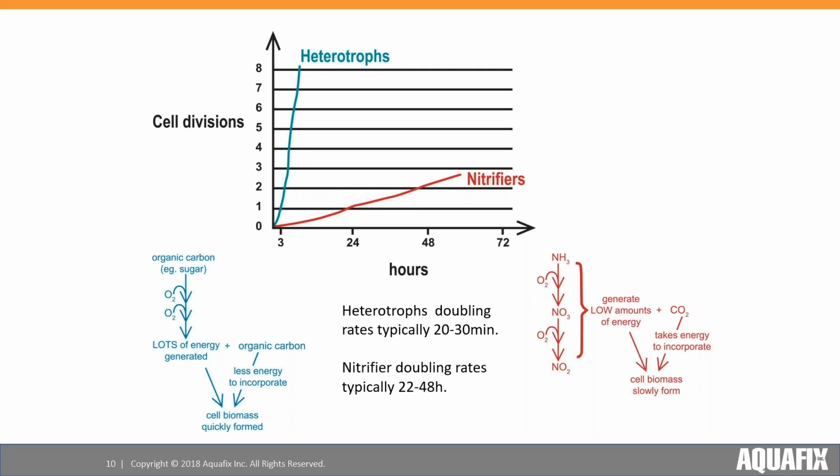The rate that nitrifiers grow is faster in warm water, and it tends to be slower in cold water. Now, this is also true for heterotrophs. However, since heterotrophs already start off at a high population, they can handle those temperature changes a lot better than the nitrifiers, which start off at a low population and can't really handle that sort of temperature change effectively.